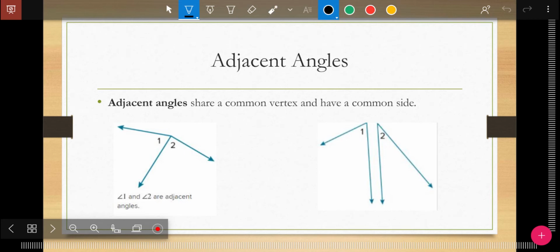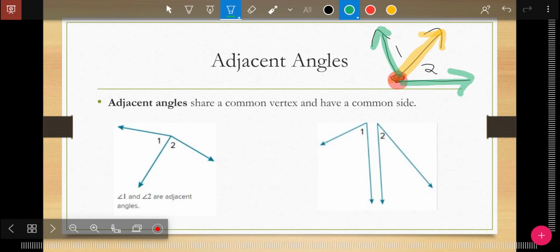It's not going to be a major vocab word, but we're going to talk about things being adjacent or not all the rest of the year, or at least all the rest of semester 1. So if I have an angle 1, and then I have another angle, angle 2, and they share this side, and they also share the vertex, then because they share the side, even though they're their own angles, they're adjacent angles.